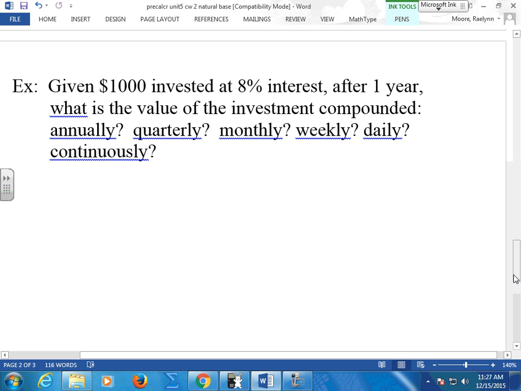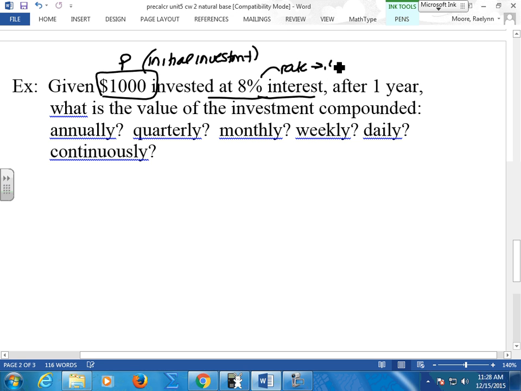You're given $1,000 to invest. Mark everything off. This is your principal. This is your initial investment. At 8% interest, this is your rate. How do we write this as a decimal? Good. After 1 year, this is your time. What is the value we have accrued if the interest is compounded annually, quarterly, monthly, weekly, daily, continuously? So we basically have the same information. We have $1,000. We're putting it in at 8%. Our time is a year.